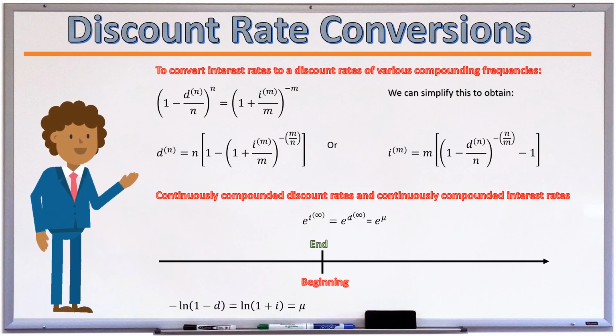In practice, discount rates are mainly used to price money market instruments and are usually quoted as simple rates for maturities less than 1 year. We will look at some of these instruments in the following section.